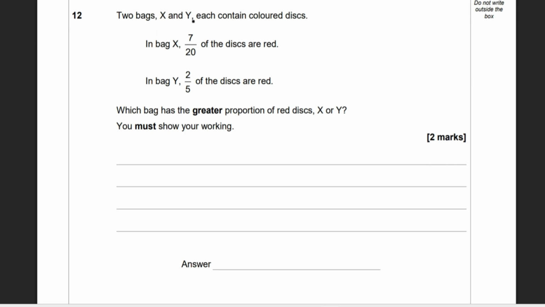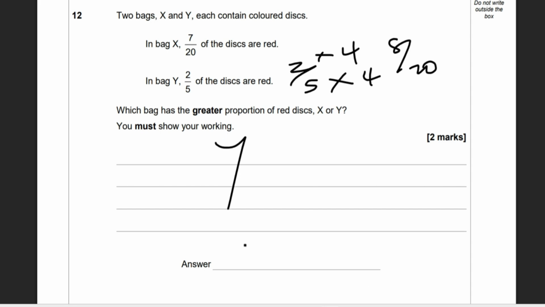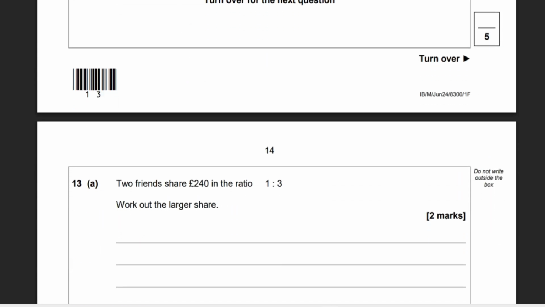Question 12. You have X and Y bags. In X, 7/20 are red. In Y, 2/5 are red. Which has a greater proportion of red discs? So if you look at it, let's make them have the same denominator. So for this one that is 2/5, we can have it as times 4, times 4, so that it's over 20. So this will give you 8/20. So 8/20 are red here and 7/20 are red. So Y has a greater proportion of the red. Okay, because 8/20 is greater than 7/20.